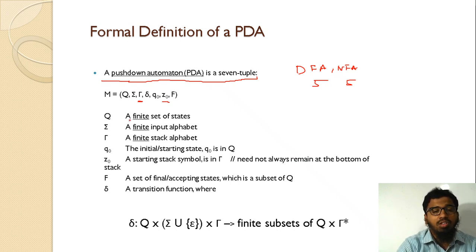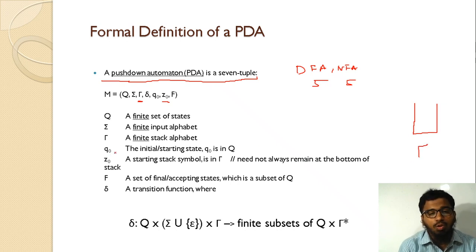What is Q? Q is a finite set of states, same as DFA and NFA. What is sigma? A finite input alphabet. What is tau? Tau is a finite stack alphabet. Whatever you are going to store in the stack will be represented as tau. What is Q0? Same, Q0 is the initial or starting state of Q. What is Z0? Z0 is the starting stack symbol in tau. It need not always remain at the bottom of the stack, so it is not always in the bottom of the stack. We can remove this. How to remove and how to add, I will explain at the time of the problem.